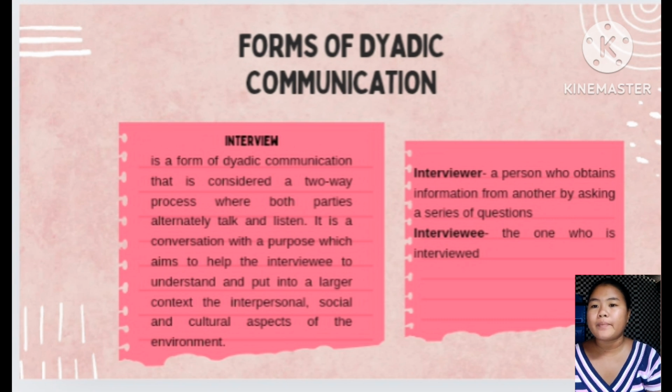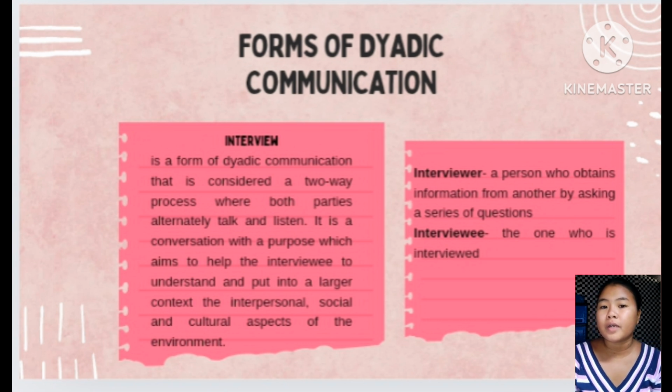interview has two types. First is the interviewer. Okay, an interviewer is a person who obtains information from another by asking a series of questions. An interviewer is like your boss or the person that is asking or seeking information or an answer from you. While the interviewee is the one who is being interviewed.